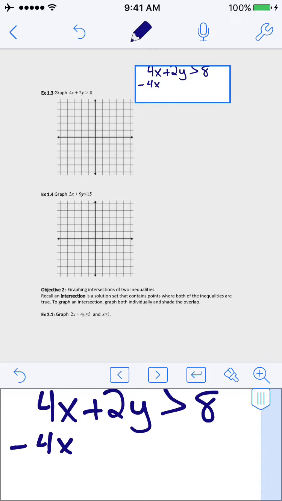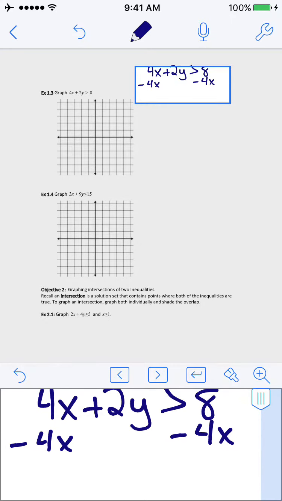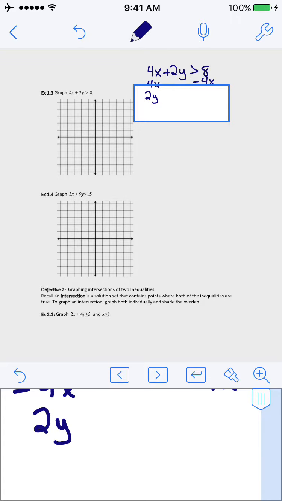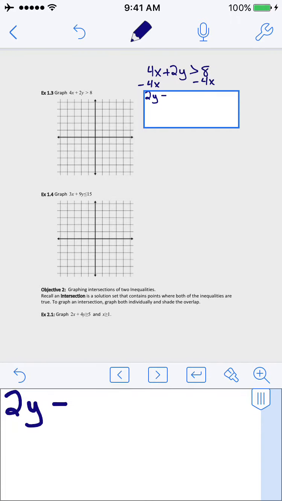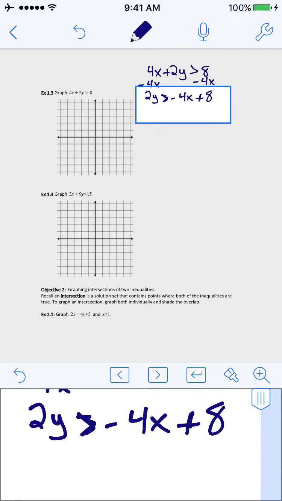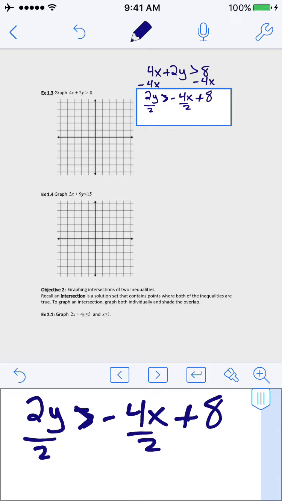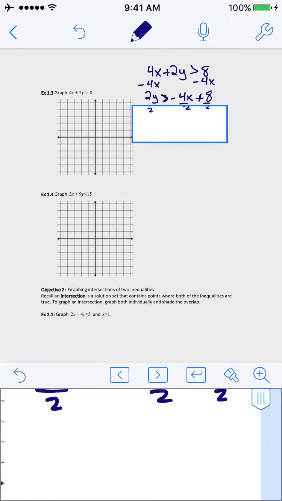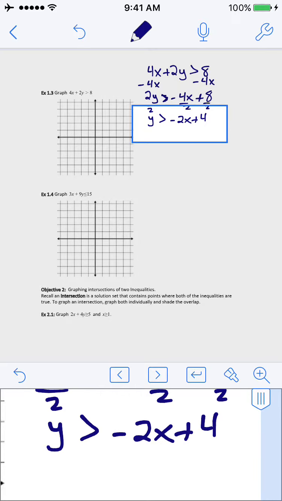So we'll subtract the 4x from both sides. We end up with 2y is greater than, right? Just because it's a minus 4x does not mean I need to switch the sign. I didn't divide, I didn't multiply, I just subtracted. So that sign stays the same. Negative 4x plus 8, right? And then divide by a positive 2, and since it's positive, again, that does not change. Y is greater than negative 2x plus 4.